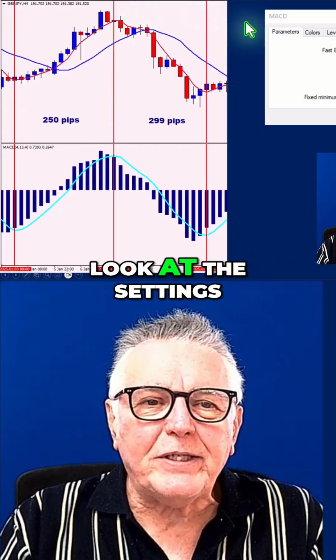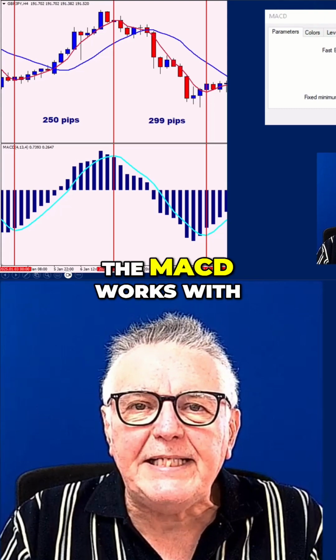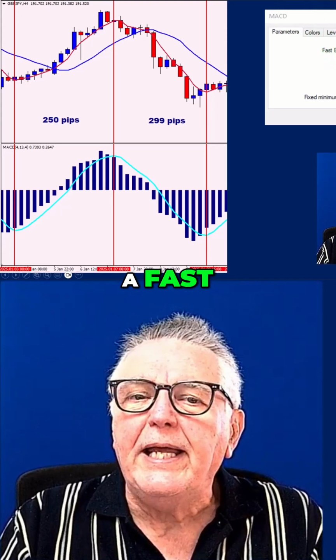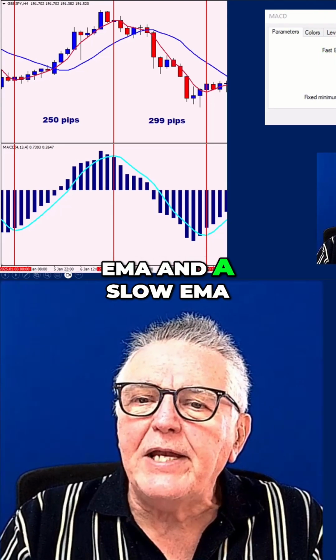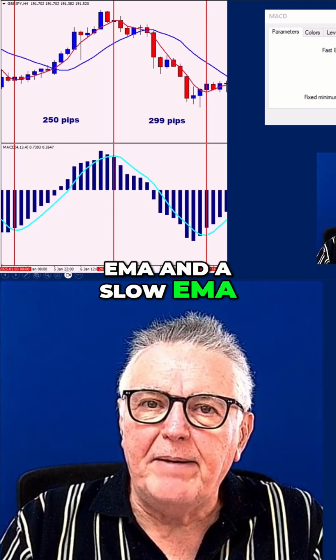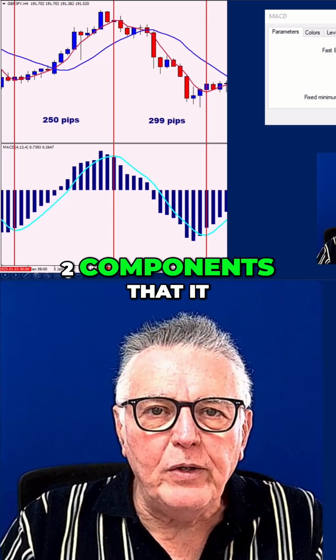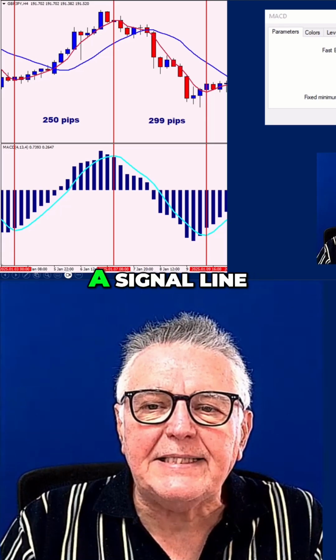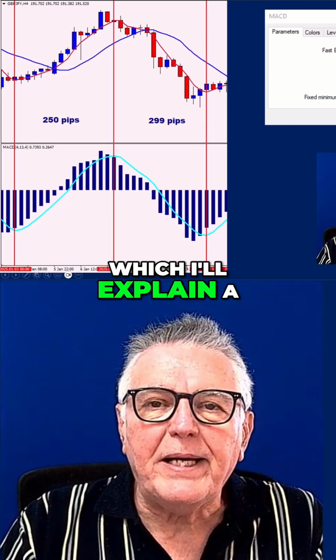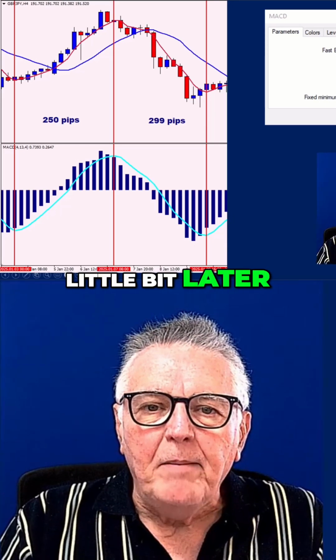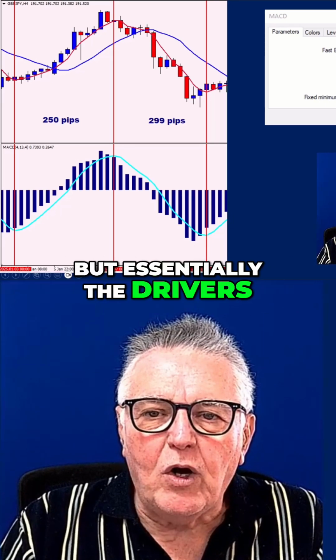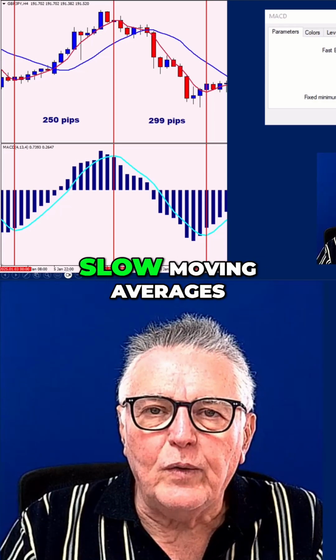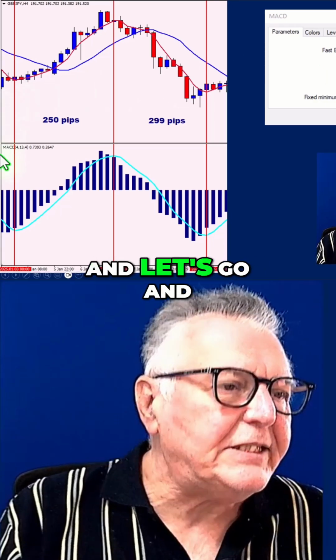Okay, so let's have a look at the settings for the MACD. The MACD works with a fast EMA and a slow EMA. So those are the two components that it works with, and then it has a signal line, which I'll explain a little bit later. But essentially, the drivers are these fast and slow moving averages. And let's go and have a look.